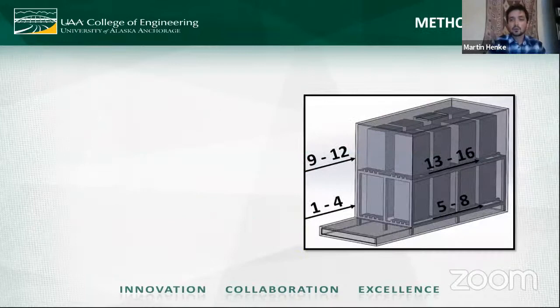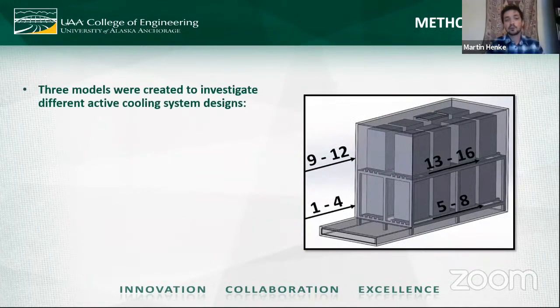So, methods. Three models were created, and each one has a unique design point that I wanted to investigate and how it affects the cooling of these batteries. And here you can see my model. These numbers are battery assignments. I, of course, needed a way to assign some name or number to each battery, and you'll see that the batteries on the bottom are 1 through 4 and 5 through 8, versus the top are 9 through 12 and 13 through 16. And this is the default model.